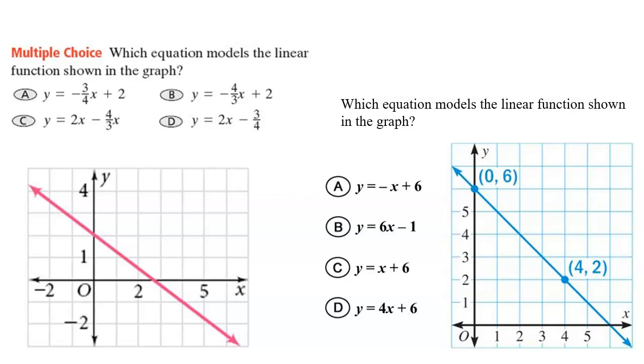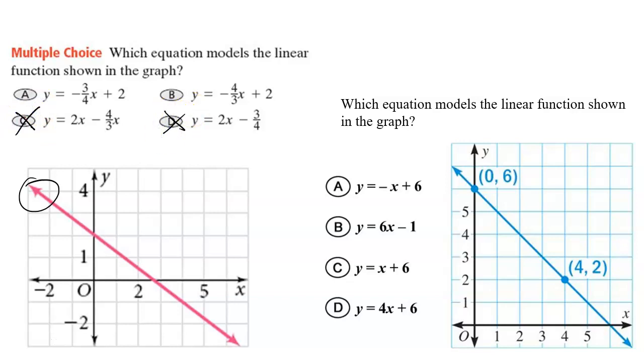So the first one says, which equation models the linear function shown in the graph? Okay, so we need to look at the graph to match the equations. All right, so first thing I'm going to do is I'm going to look at the graph itself. What type of graph is this? Is it a positive graph or is it a negative graph? It's going up and to the left, making it negative. So I need a negative slope here. So that means I can get rid of C and I can get rid of D.